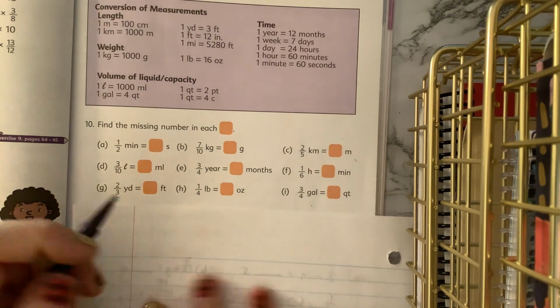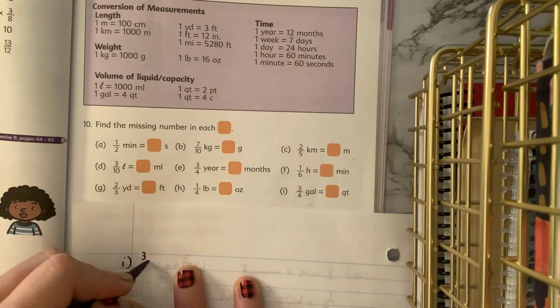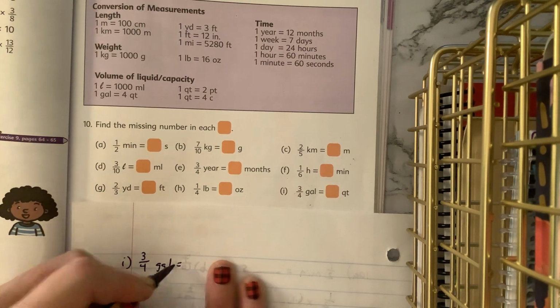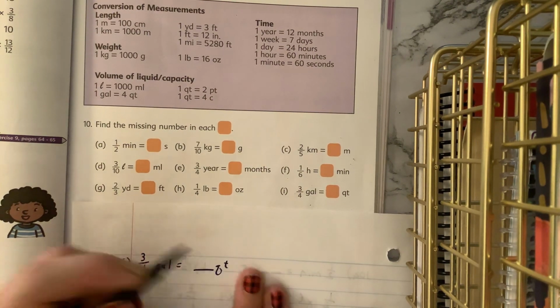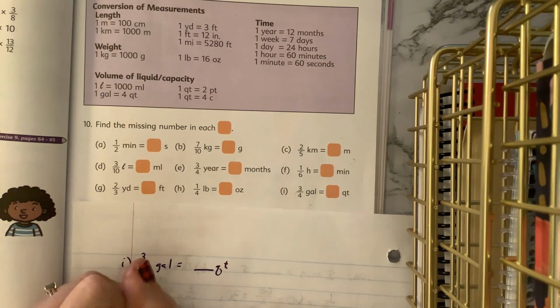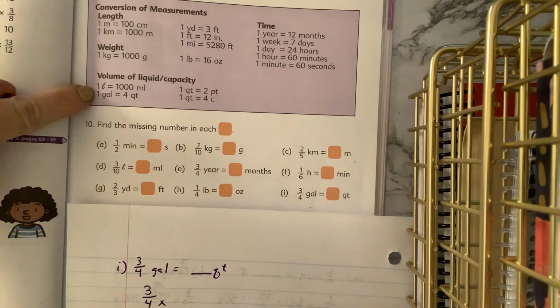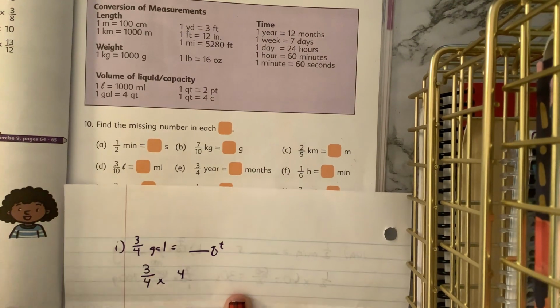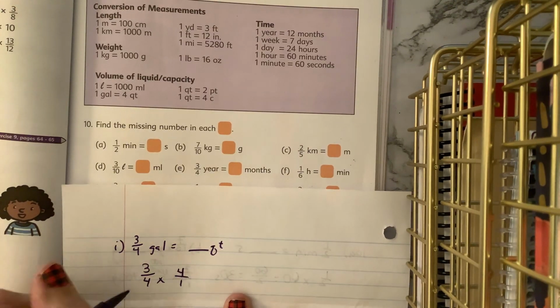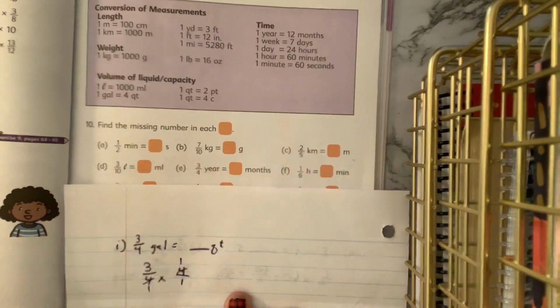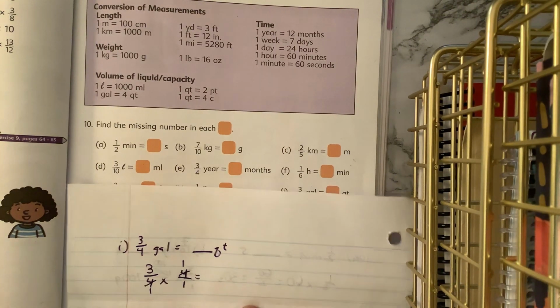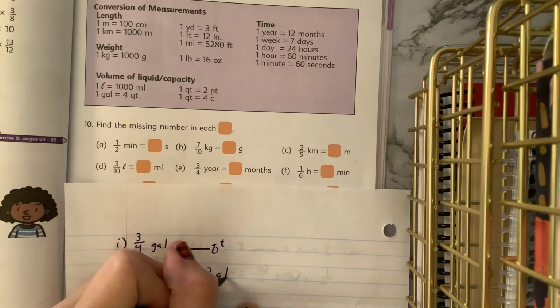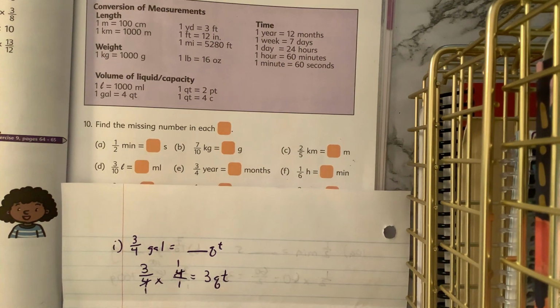Finally, I, 3/4 of a gallon equals how many quarts? So we multiply 3/4 times, 1 gallon is 4 quarts. So we multiply by 4. We can simplify in advance. These are both divisible by 4. So our answer is 3 quarts.